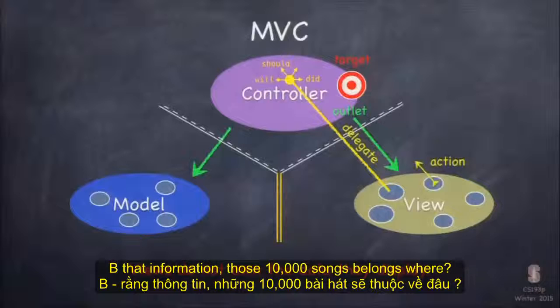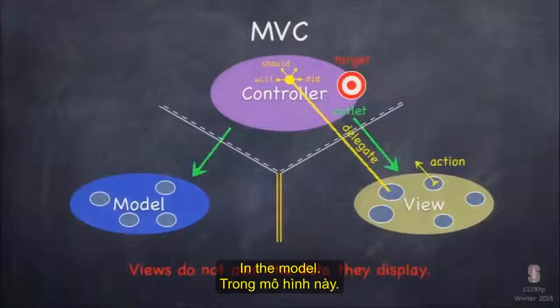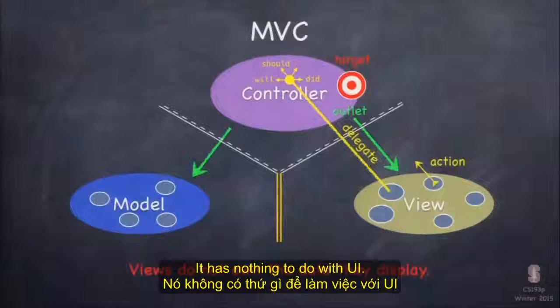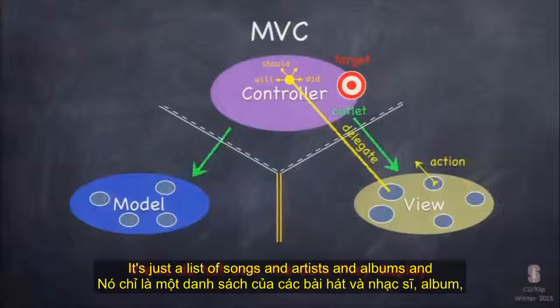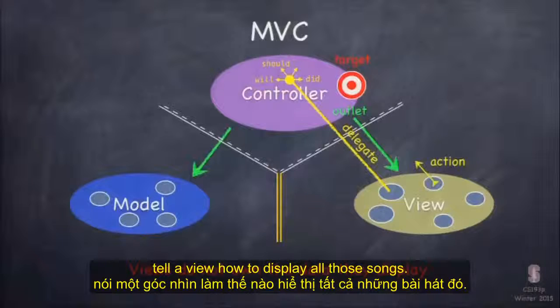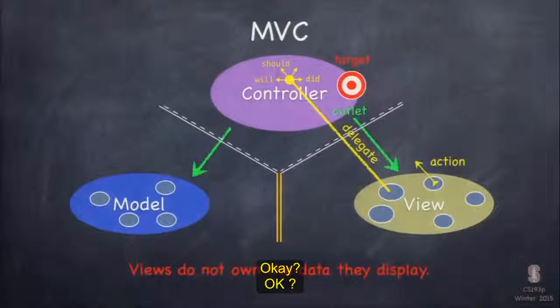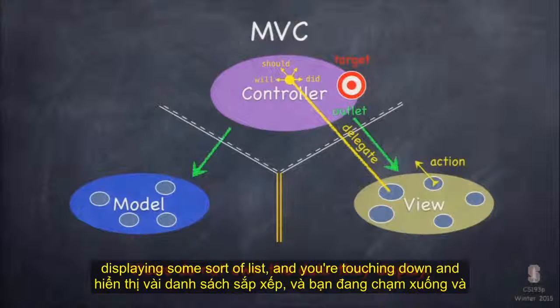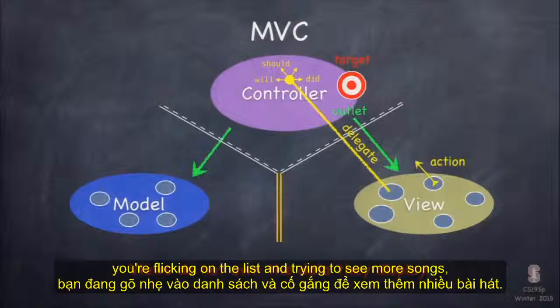A, that would be inefficient. And B, that information, those 10,000 songs, belongs where? In the model. Your song database is a model. It has nothing to do with UI. It's just a list of songs and artists and albums and all that. It's in the model. Some controller has to look at that database and tell a view how to display all those songs. So we need that communication to happen here. And the view is displaying some sort of list, and you're touching down and you're flicking on the list and trying to see more songs.